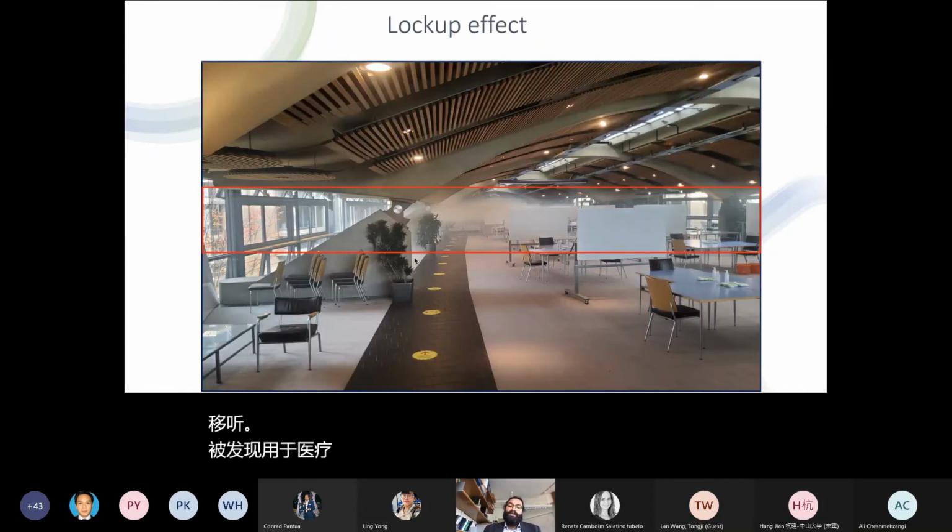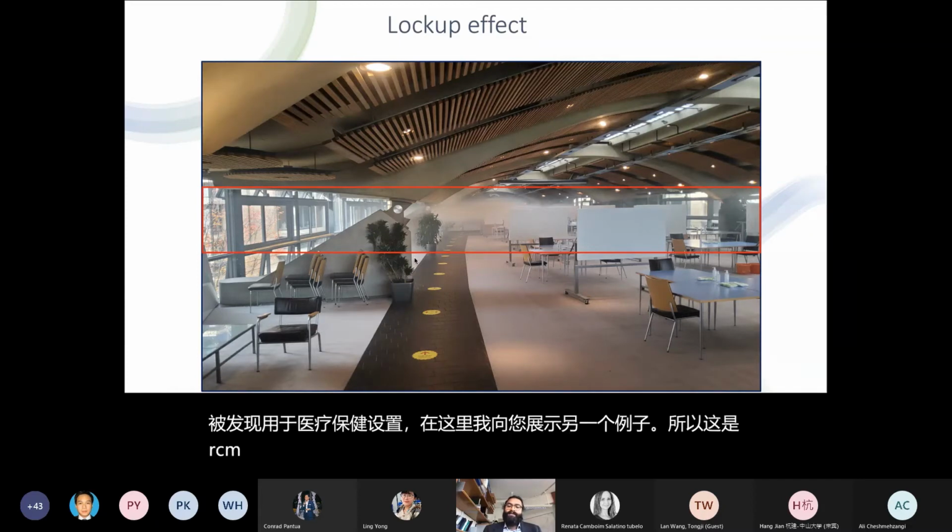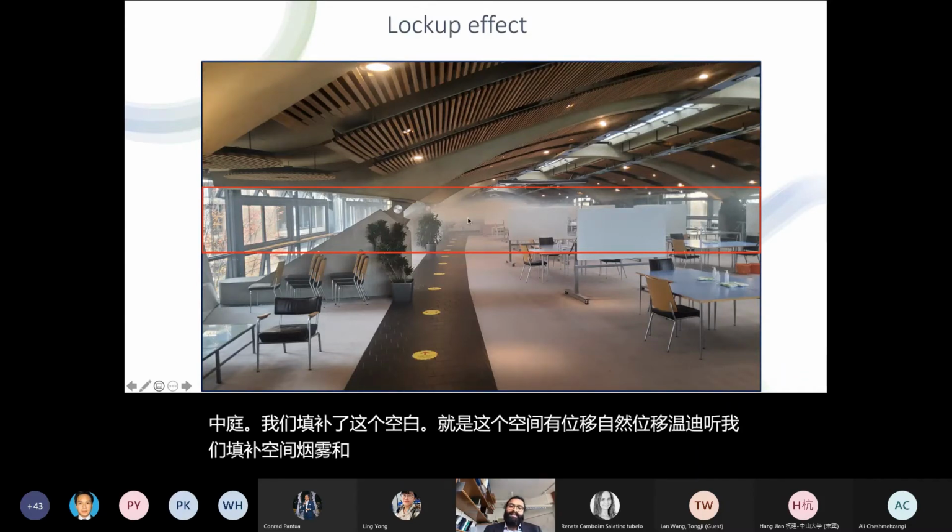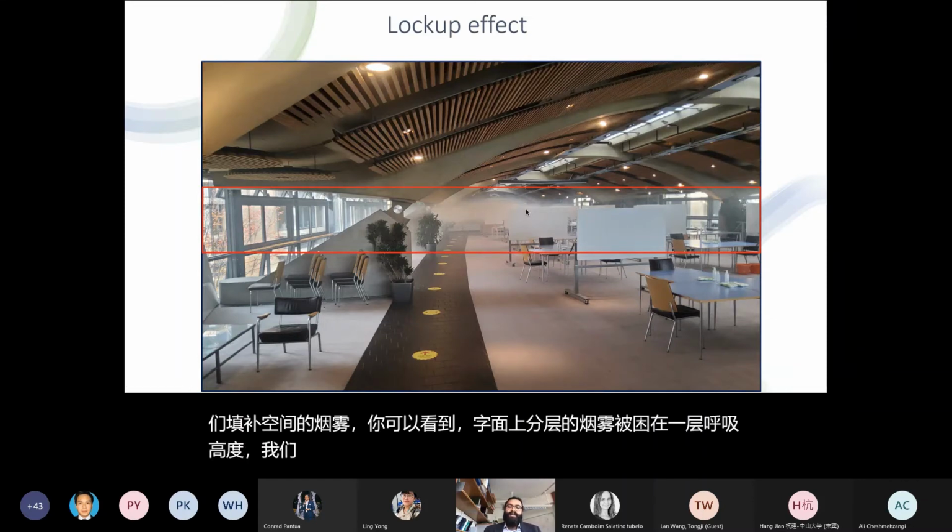And here I'm showing you another example. This is our CMS atrium. This space has natural displacement ventilation. We filled the space with smoke, and as you can see, it literally stratified, and the smoke gets trapped into a layer at breathing height, and we really don't want this. This is called the lockup effect, and due to this displacement ventilation has been discouraged.